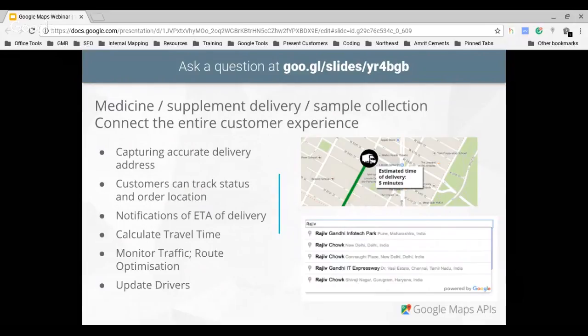So the medicine and supplement delivery industry, and the sample collection or health food delivery industry, right? If you're in this industry, feel free to reach out. We have actually built out some platforms on similar lines which can be leveraged directly out of the box, right?